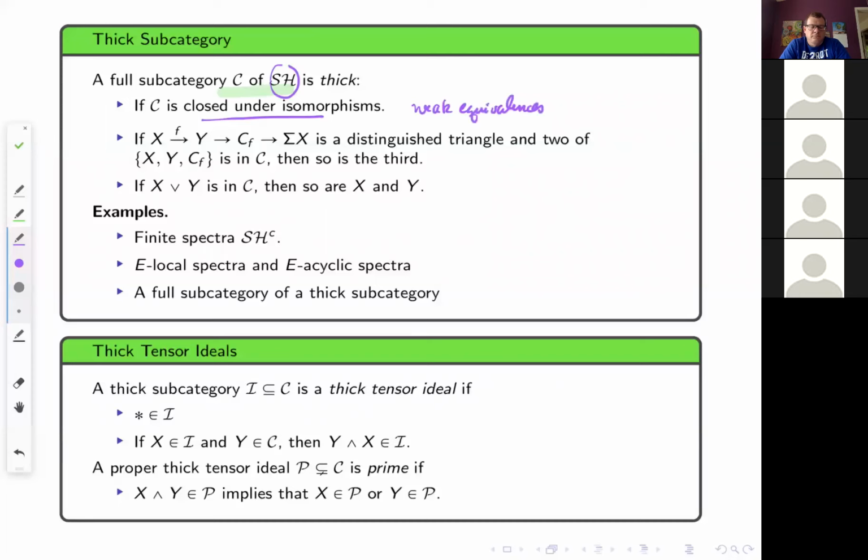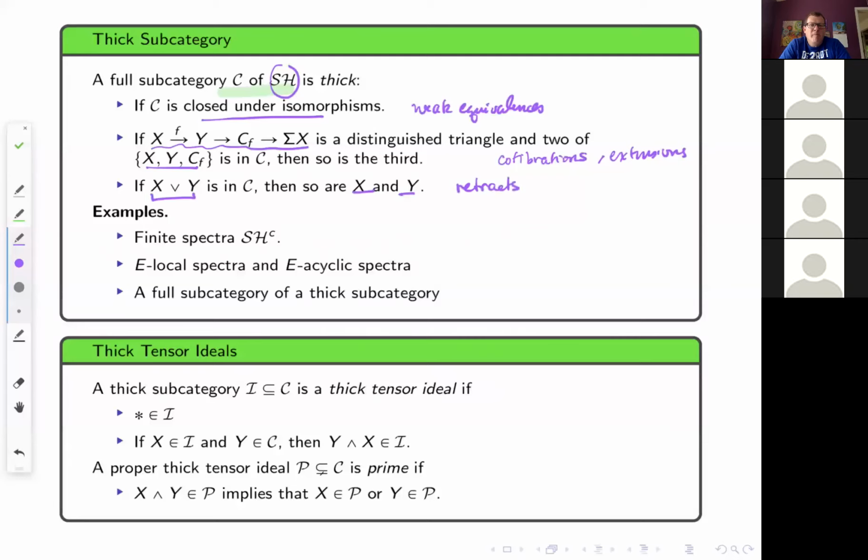Now, if you have a distinguished triangle, a cofiber sequence, and if 2 of the 3 terms are in C, then so is the third term. So it's closed under cofibrations, and people sometimes say cofibrations and extensions. Finally, if the wedge of 2 things is in C, then each of the terms has to be. That's what people call closed under retracts. So that's what it means to be thick.